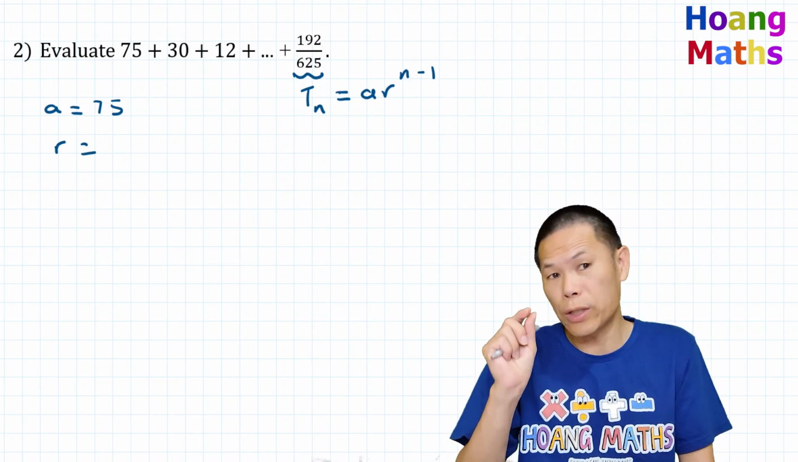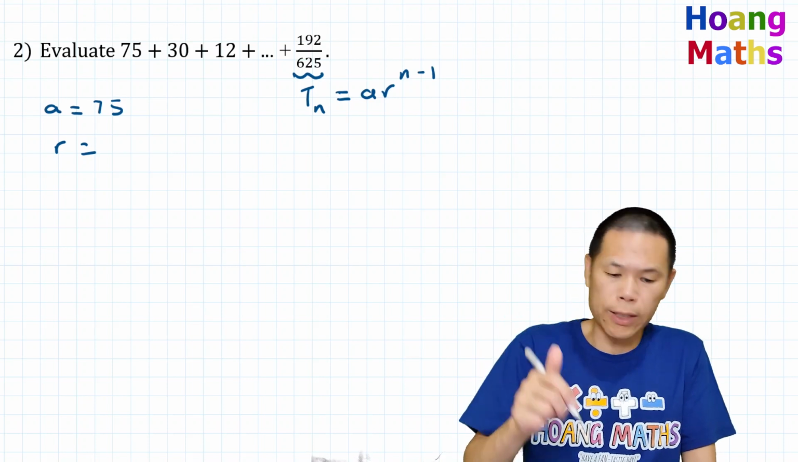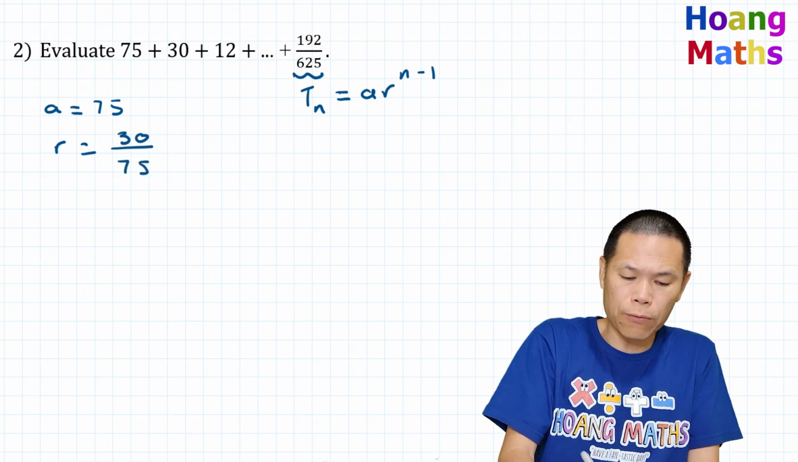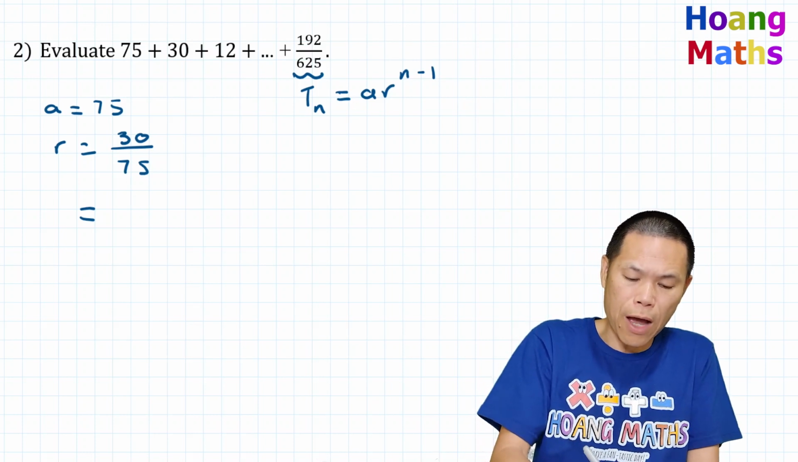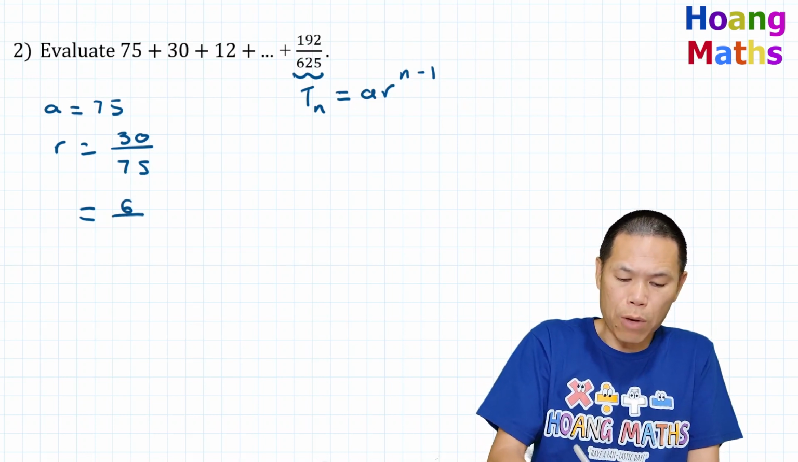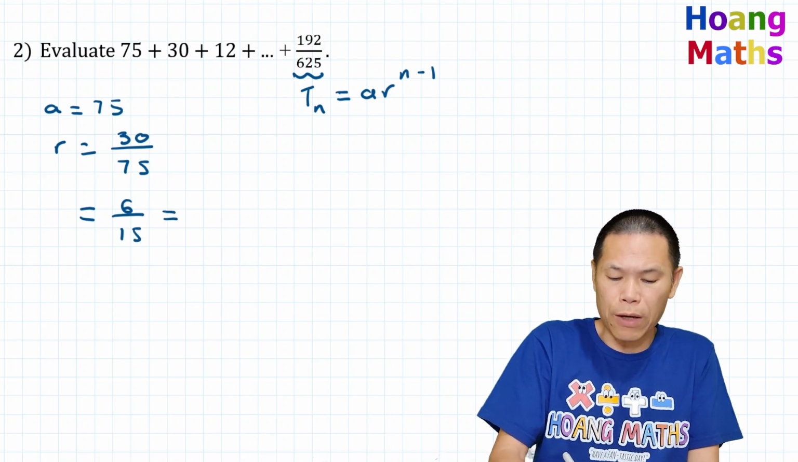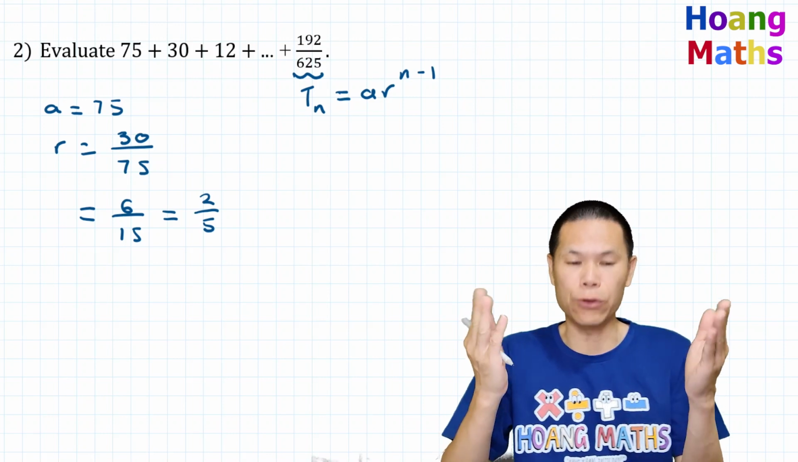The common ratio is the second term over the first term, or the third term over the second term, if you like. I just use term 2 over term 1. That is 30 over 75. I can simplify by dividing the top by 5, which gives me 6, and the bottom divided by 5 gives me 15. Of course, I can simplify this further by dividing by 3, which gives me 2 over 5. Otherwise, you can just put that on your calculator and it does it for you, okay?